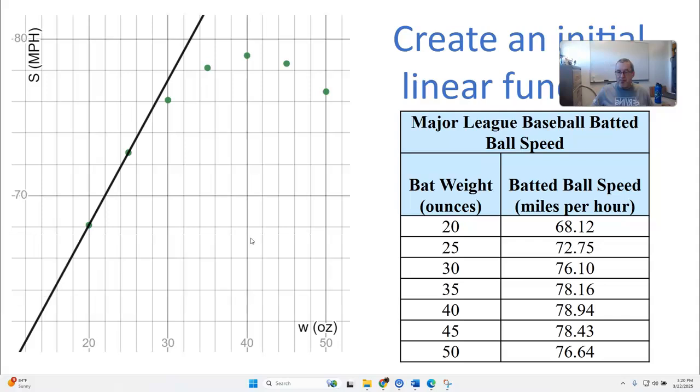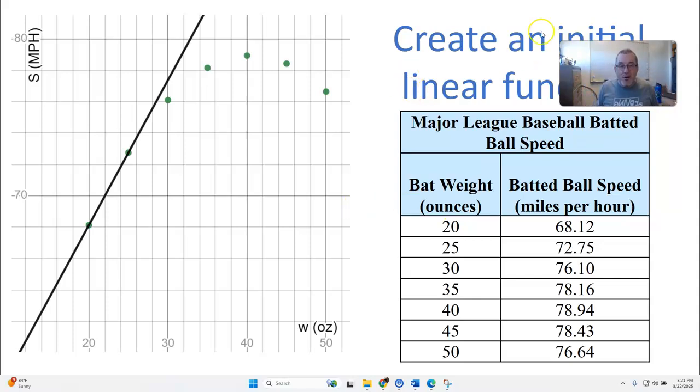Let me just back up a little bit. So initially, and look how nice it fits. Initially, we see that rate of change of whatever it was, 4 point something per 5 ounces of bat weight, nice linear function. All right, but that rate of change doesn't persist. It looks to me like it gets less and less and less. In fact, it gets so much less that that rate of change eventually turns negative. And we see our slowing of the batted ball speed. And so we get our, we say, concave down parabola.